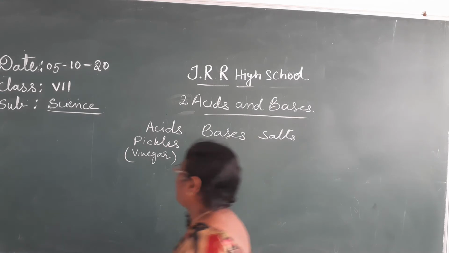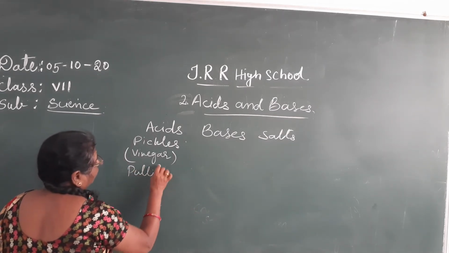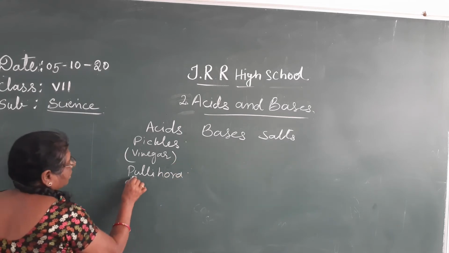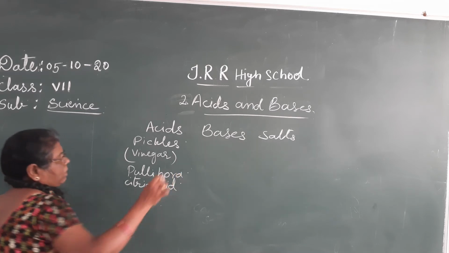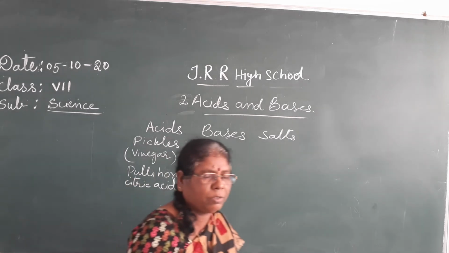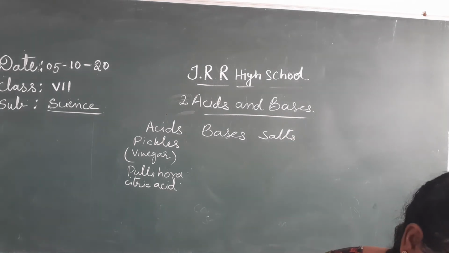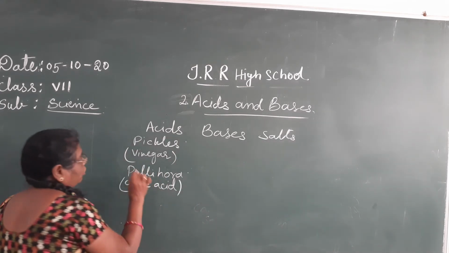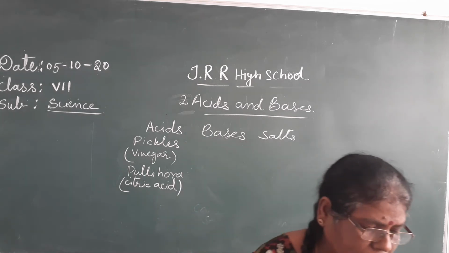Preparation of puliora, citric acid we use. What is citric acid? Citric acid is Nimmopu, lemon. What do you call it? Nimmopu. We use it for making puliora.